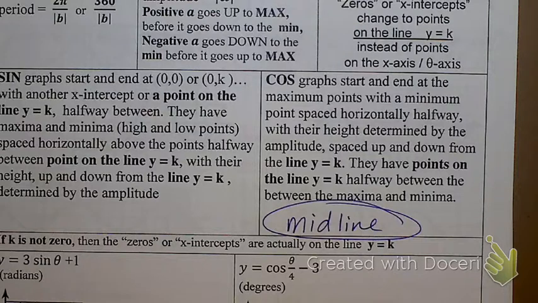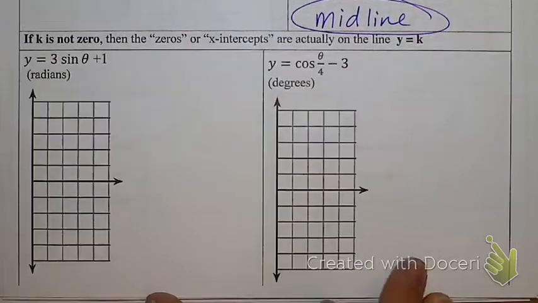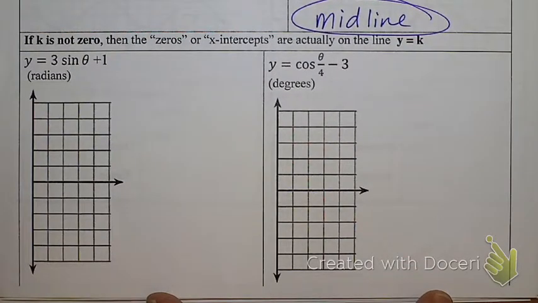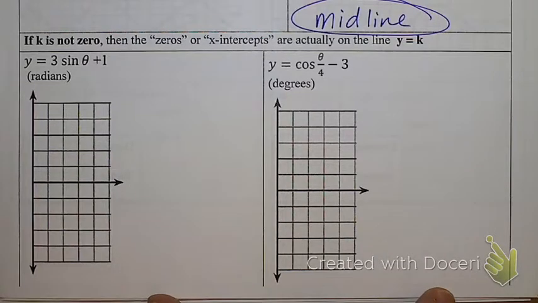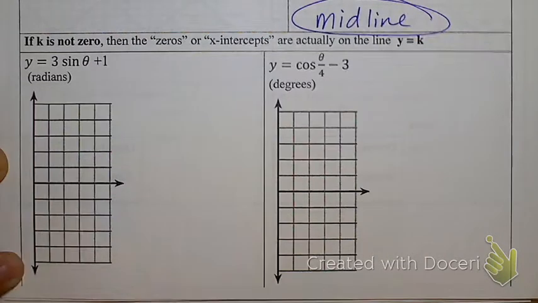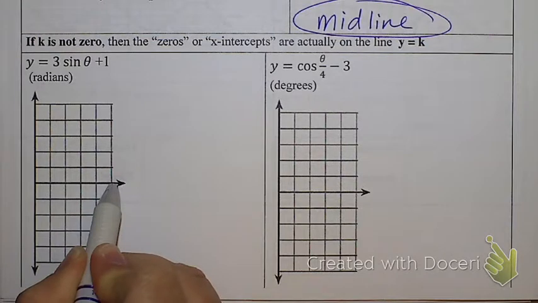If you had to guess what the definition of a midline is, what would you say it is? Exactly. You guys are brilliant. So a midline is a line that goes in the middle. Now I will say this: every graph that we did up until now, the midline has been on the x-axis. The midline has been right here. We are now moving that midline depending on what our K value is.